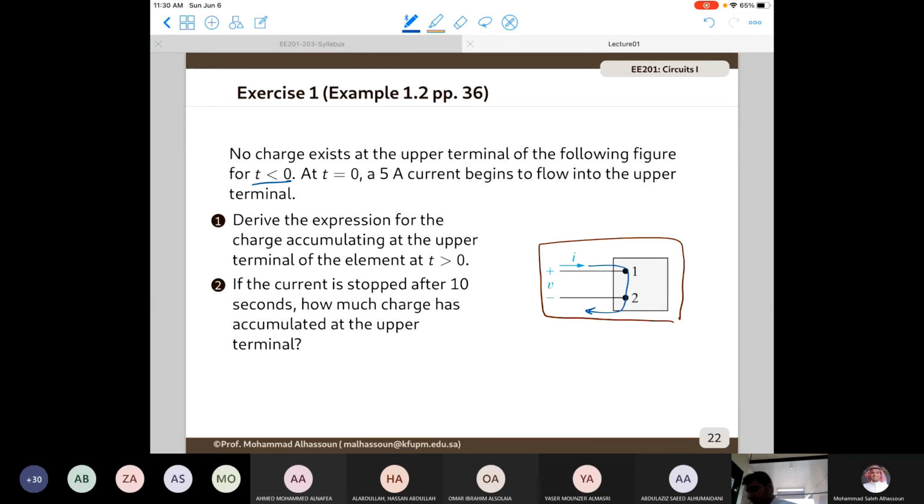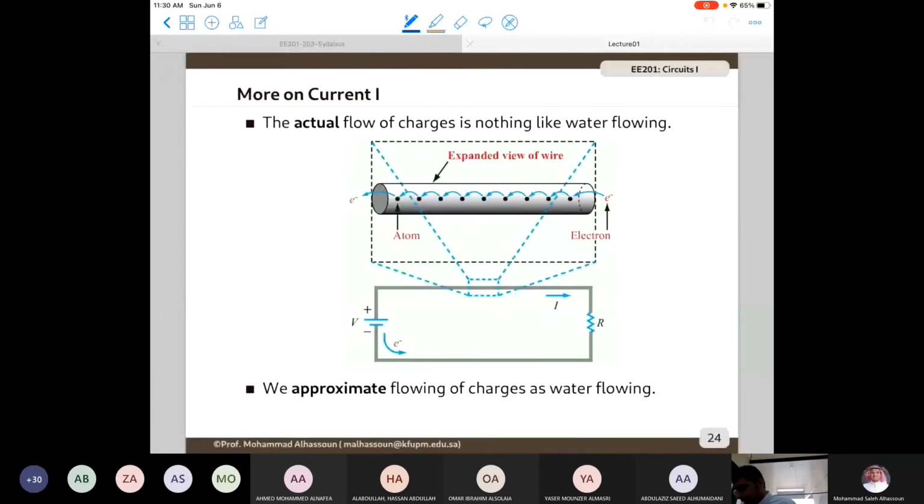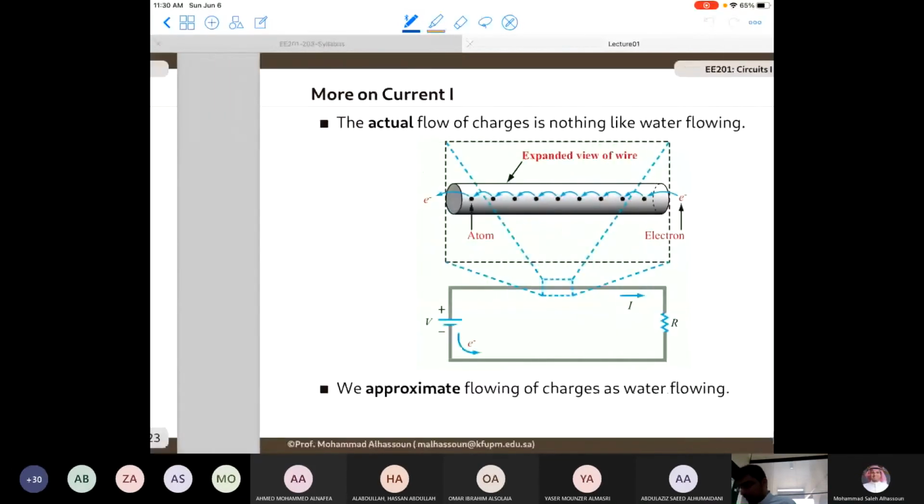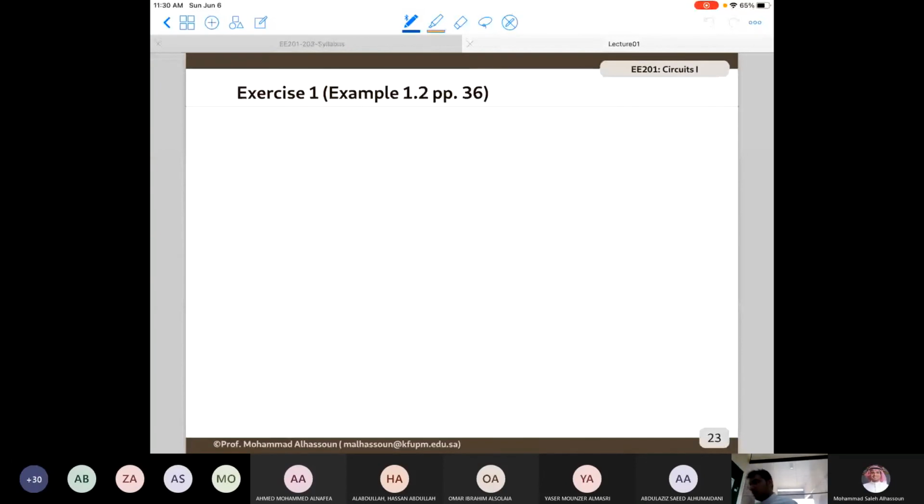I think I have to stop here, so I will solve this exercise, and then we'll continue talking about the current, and inshallah we'll conclude with the power.